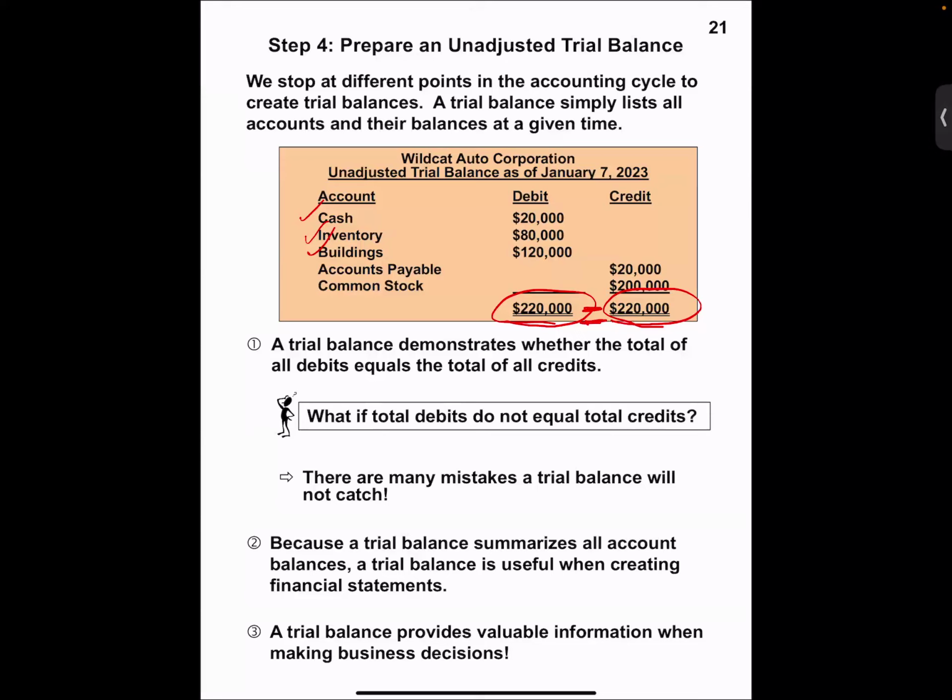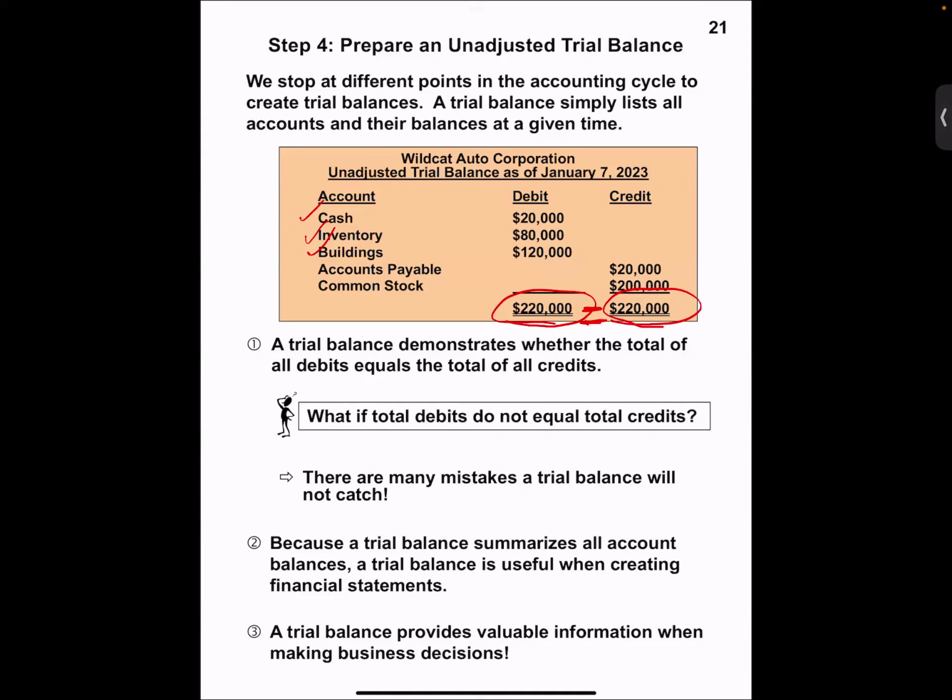Now, it's possible that total debits don't equal total credits. What does that mean? Well, first off, it means something's wrong. You recorded the transaction incorrectly, or you started off with incorrect numbers. So you can't proceed until you make sure your trial balance has total debits equal to total credits. We should also be aware that just because they equal doesn't mean everything's okay.